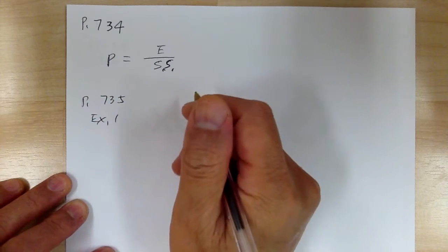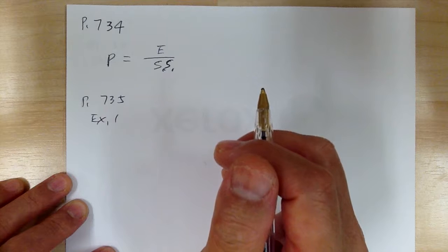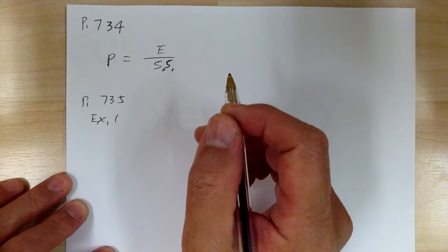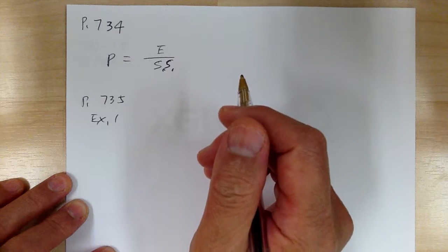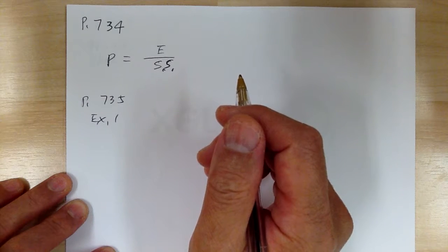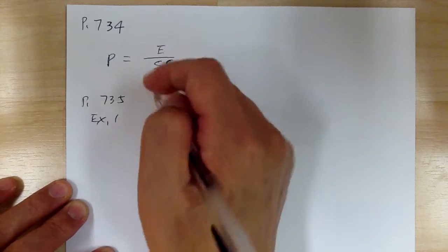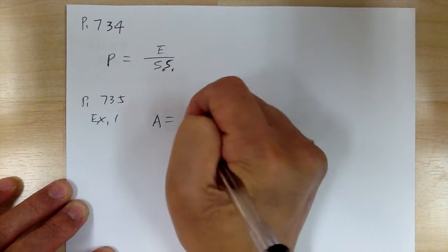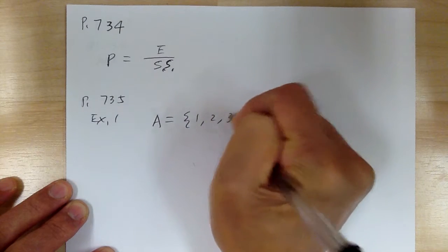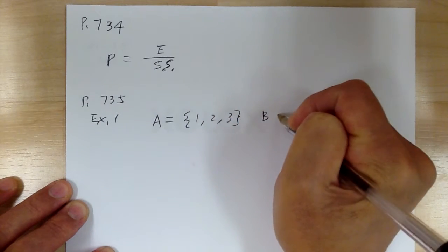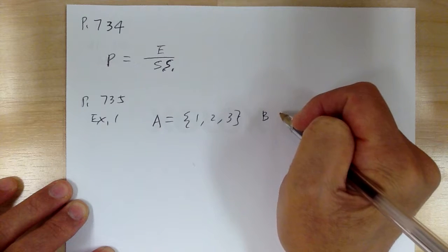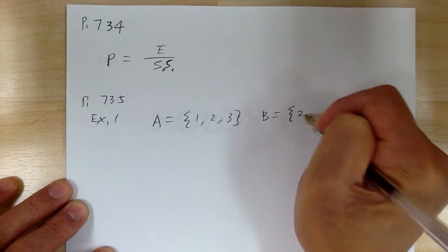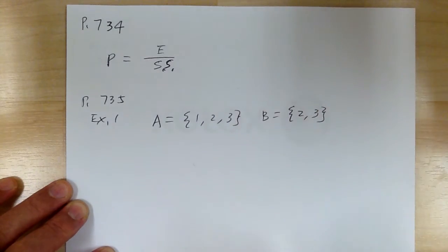So example 1 says a die is rolled. Find the probability of each event. Event A, the number turned up is less than 4. Event B, the number turned up is between 1 and 4. Okay, so let's do the A. So event A is less than 4, so event A is 1, 2, and 3. Okay. Event B is the number turned up between 1 and 4. Between does not include. So between 1 and 4 will be 2 and 3. So these are your events.